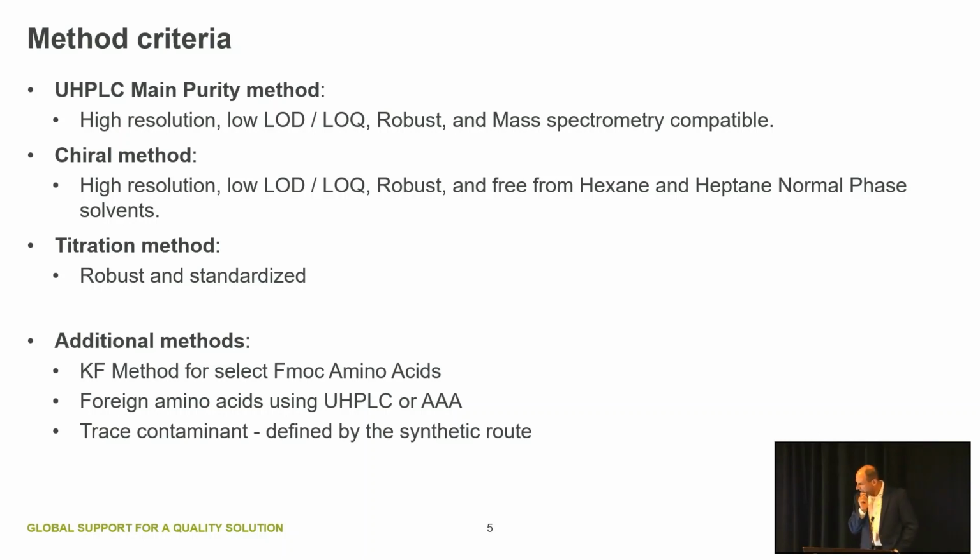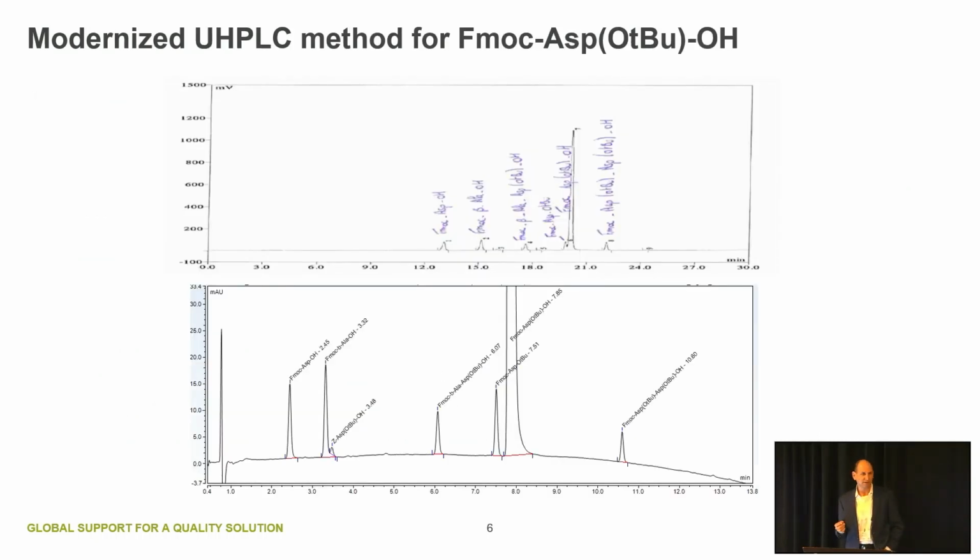This is an older method that was used probably for the last 15 years to look at impurities in Fmoc-Asp OtBu. This is the same case study that I was presenting before. So we went ahead and modernized the technique by using a UHPLC column, so you get a faster separation, better resolution, and better resolution of key impurities, including what you see at around 8 minutes, just before the main peak.